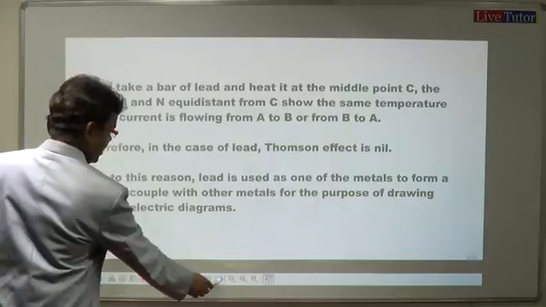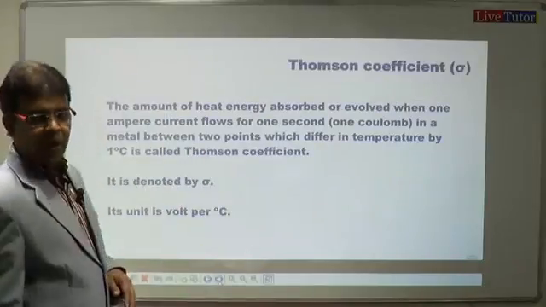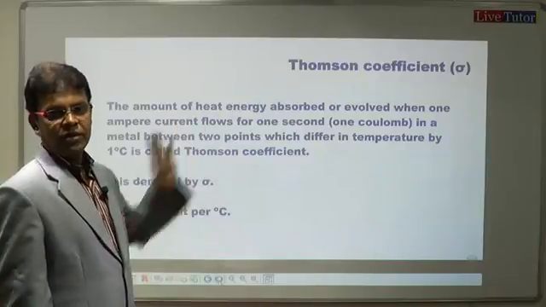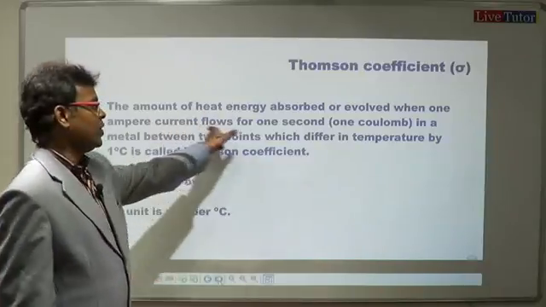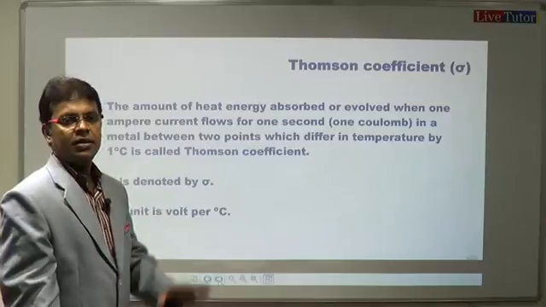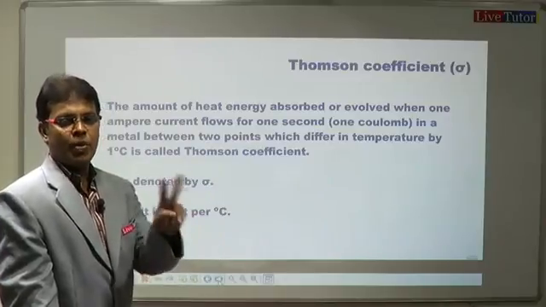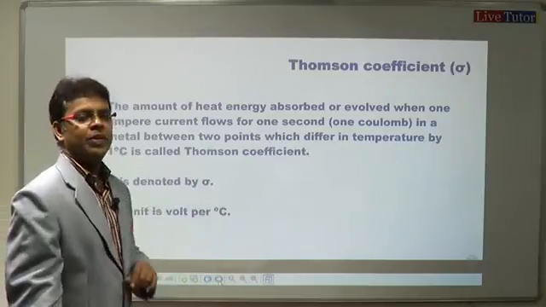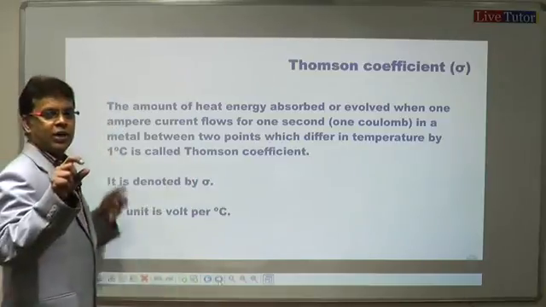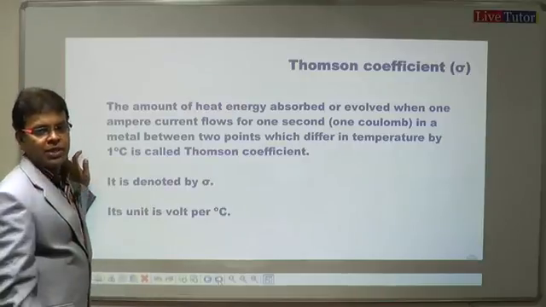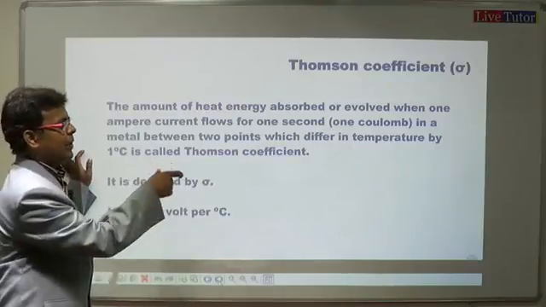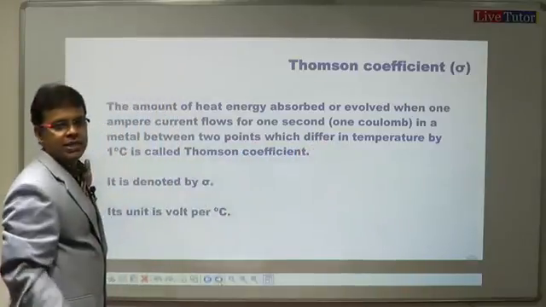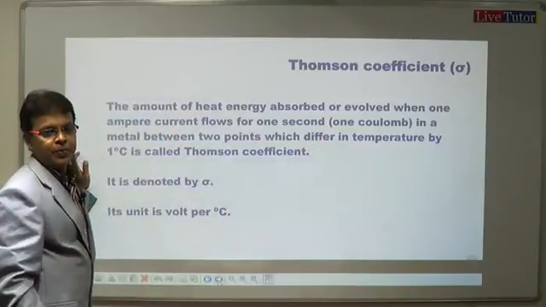ஃபைனல் ஒன் இஸ் தி Thomson coefficient. ஏற்கனவே சொன்ன மாதிரி the amount of heat absorbed or evolved when 1 ampere current flows for 1 second in a metal between 2 points with a temperature difference of 1 degree. இதுல ஒரே ஒரு பாயிண்ட் ஆட் பண்ணிருக்கோம், முன்னாடி எல்லாம் when 1 ampere current flows for 1 second மட்டும் தான் சொல்லுவோம் இல்லையா. பட் இங்க between 2 points with a difference in temperature of 1 degree centigrade. அது ஒரே ஒரு பாயிண்ட் ஞாபகம் வச்சுக்கோங்க.